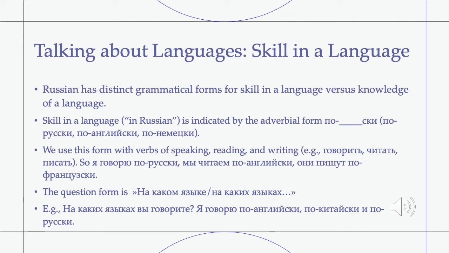However, if we want to ask the question, what language or what languages you can speak, read, or write in, we have to say, на каком языке, in what language, or на каких языках, in what languages, can you speak, read, or write? For example, на каких языках вы говорите? What languages do you speak? Я говорю по-английски, по-китайски и по-русски. I speak English, Chinese, and Russian.